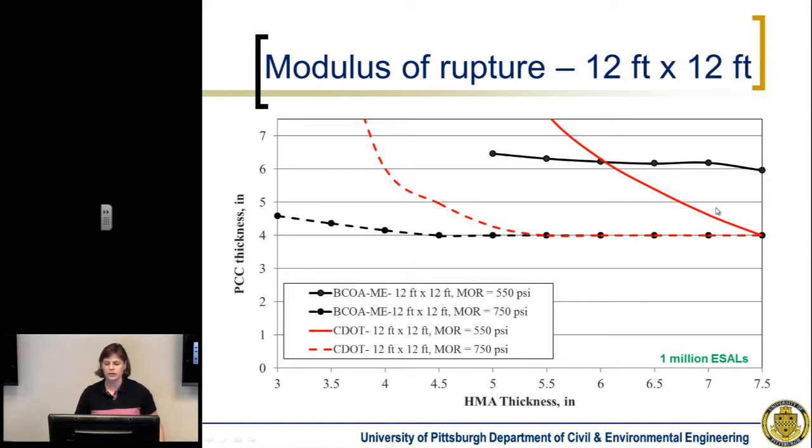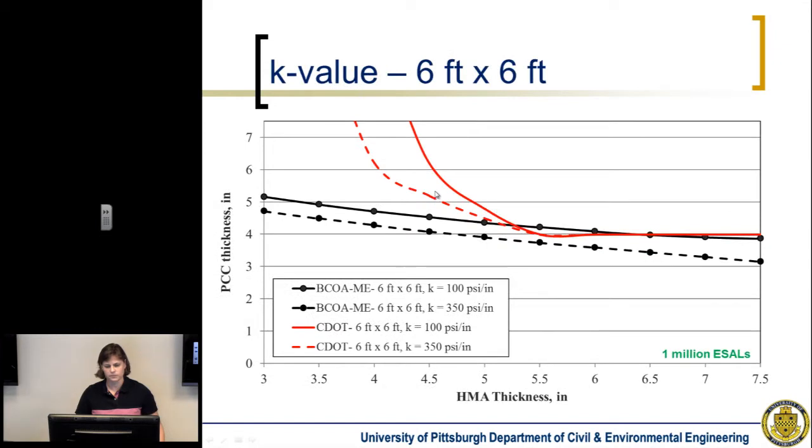For the lower strength, you see that it's a lot more sensitive to changes in asphalt thickness for the original procedure, the Colorado procedure, and a little bit more stable for the BCOA-ME procedure. And you see that stability in the BCOA-ME procedure at this end compared to the Colorado procedure as well.